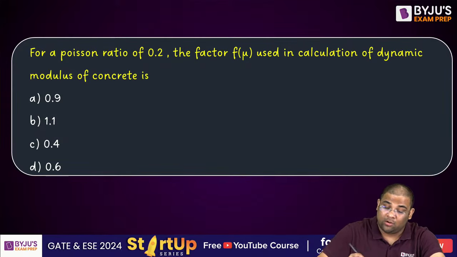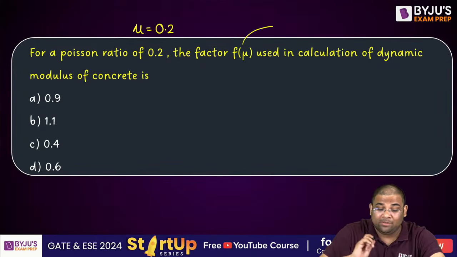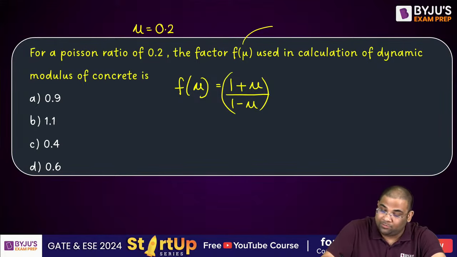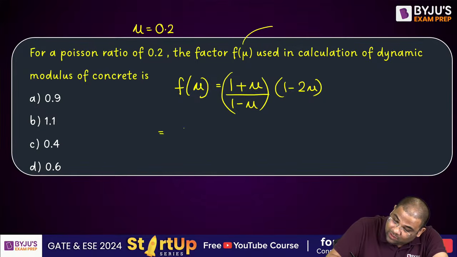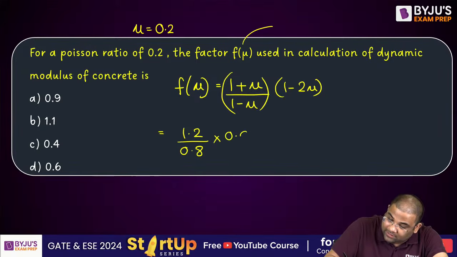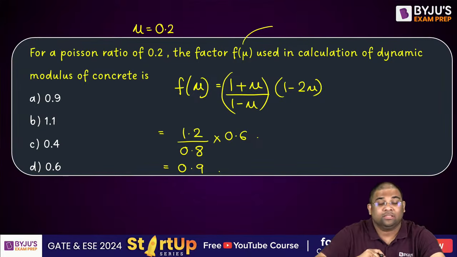Now, for a Poisson's ratio of 0.2, the function of mu used in calculation of dynamic modulus of concrete is what? For this you have to remember the formula. You can remember it like this: 1 plus mu, 1 minus mu, and then 1 minus 2 mu. The function is 1 plus mu, 1 minus mu into 1 minus 2 mu. So this is 1.2 by 0.8, and then into 0.6. So the answer is 0.9. We solve theoretical questions also, and they can ask numericals like this. All these questions can be asked.